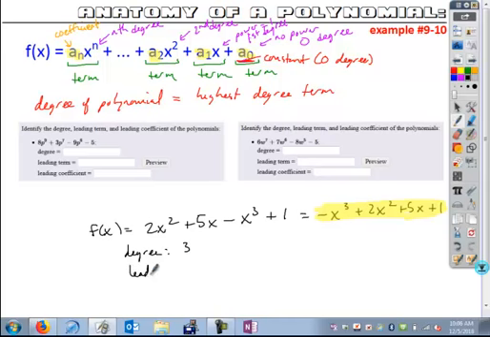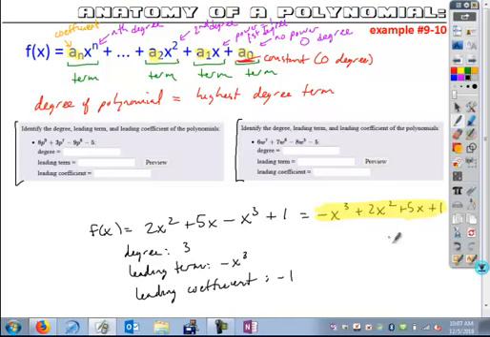The leading term would be what? The entire term that's in front, and that includes the coefficient and the variable. So negative x cubed is your leading term, and the leading coefficient would be just the multiplier in front of the x cubed, so negative 1. Even though it's an unwritten 1 there, it's just the negative sign. It represents negative 1. I want you to see if you can answer these questions really quickly. Work through and find the degree, leading term, and leading coefficient for each of those polynomials.